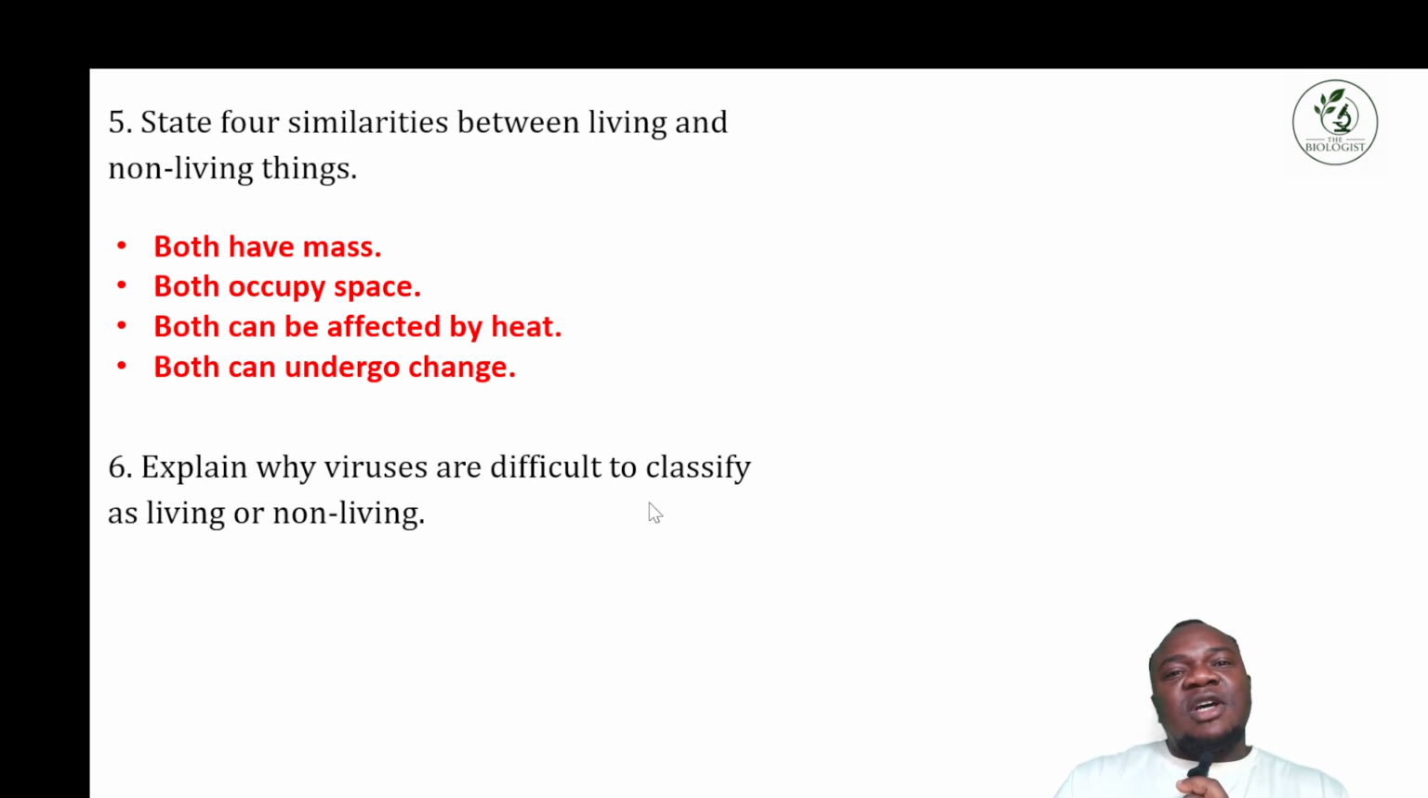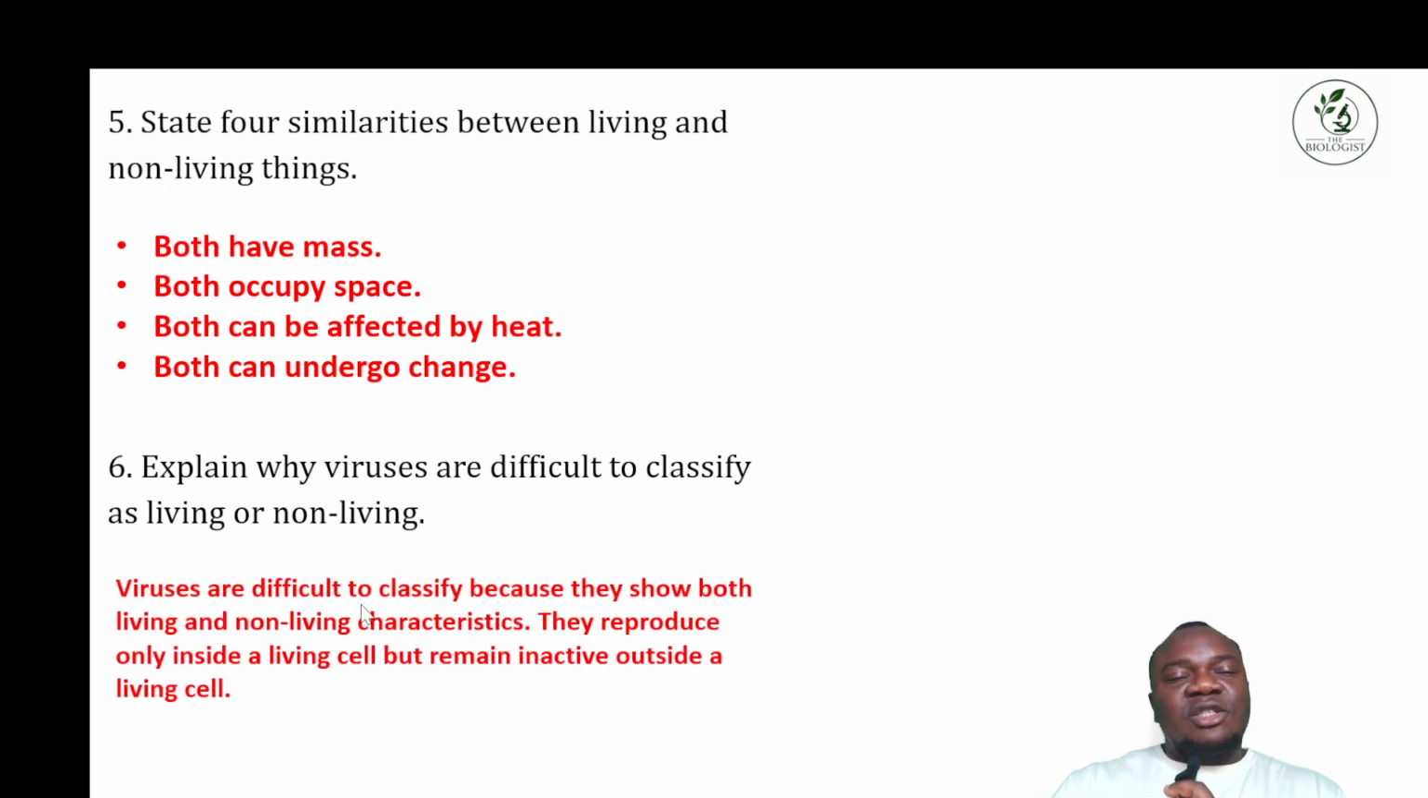Explain why viruses are difficult to classify as living or non-living things. So they're quite tricky because viruses are difficult to classify because they show both living and non-living characteristics. This means when they are found, they reproduce inside living cells and replicate to cause infection, but remain inactive outside the cell.